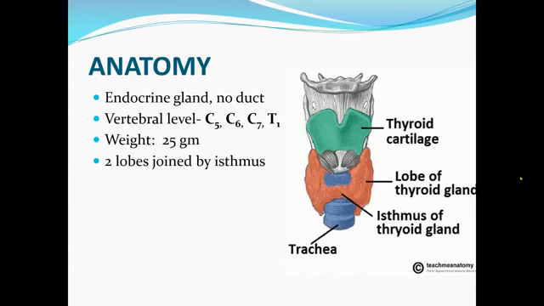Ectopic thyroid: when the thyroid gland lies other than at its normal site, it is called ectopic thyroid. Again, the sites of ectopic thyroid are lingual thyroid, cervical ectopic thyroid, that is thyroglossal, and intrathoracic ectopic thyroid.